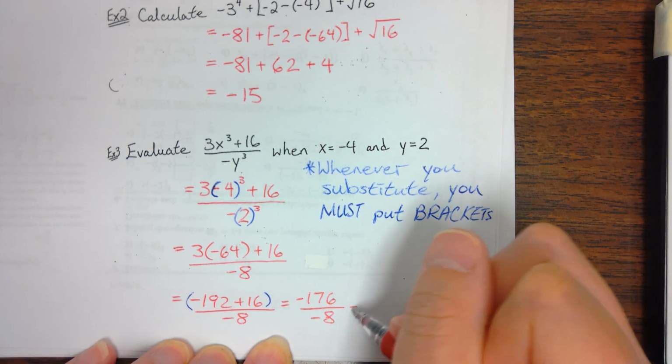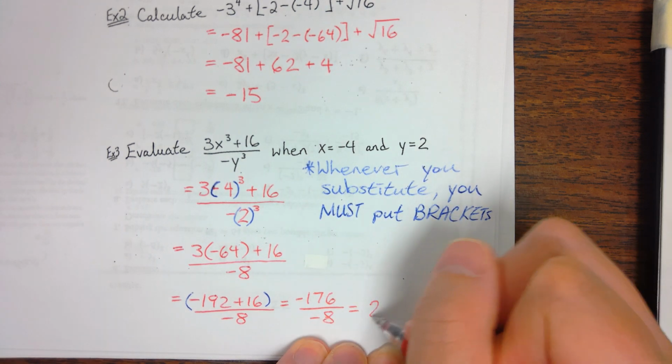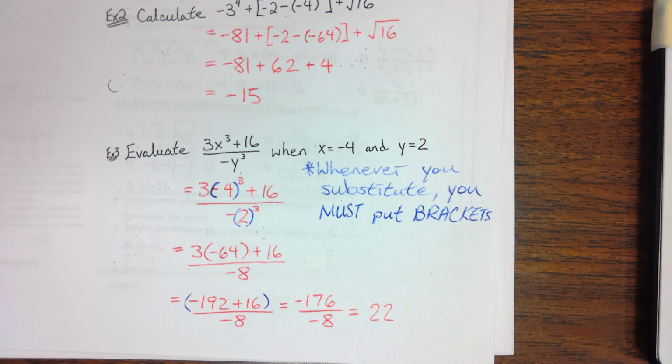So when you now divide it by -8, is my answer positive or negative? Positive, because 2 negatives make a positive. So my final answer, 22.